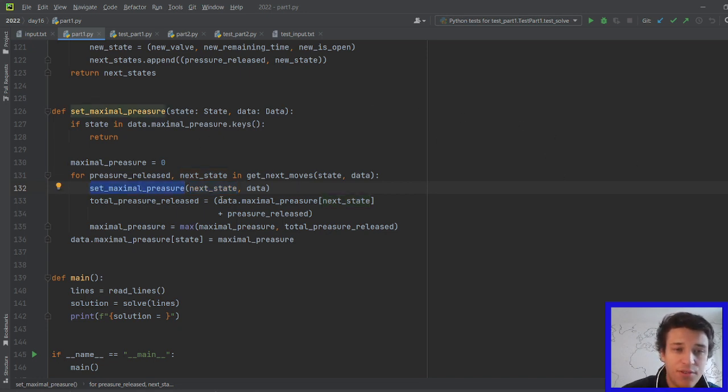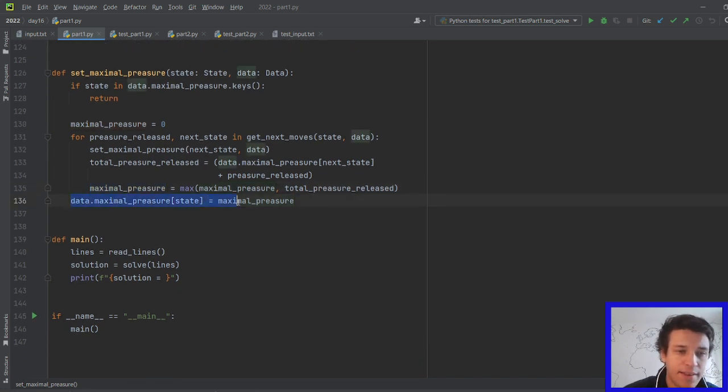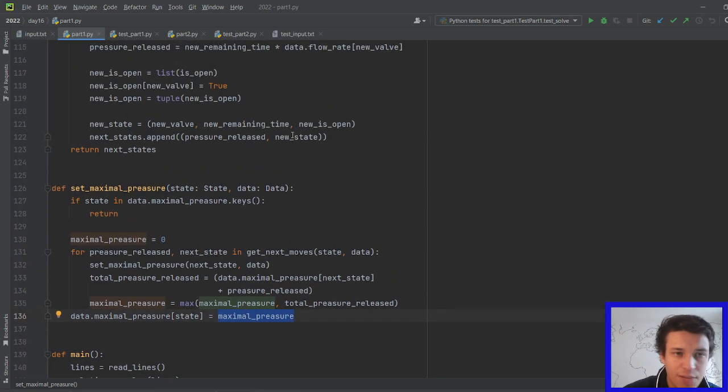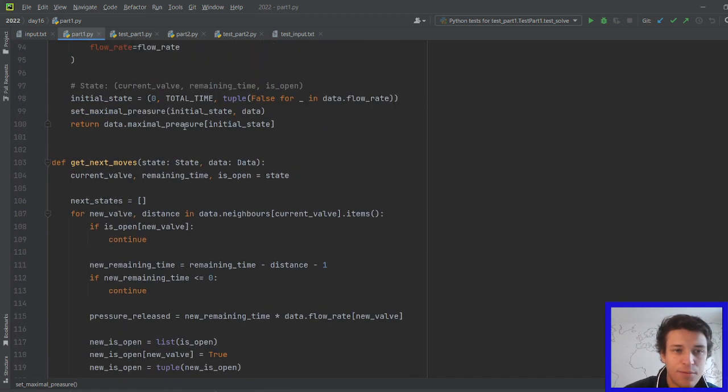And after having done that, we know the maximal pressure of the new state will be in the dictionary. And then the total pressure released by doing this move will be the maximal pressure released from the next state as well as the pressure released by this move. And then we update the maximal pressure: if this move is good and releases a lot of pressure, we update the maximum pressure essentially. And then we have to obviously set the dictionary. We'll have to set the maximal pressure of the state as this maximal pressure we just computed. Yeah, so that will iteratively calculate the maximal pressure for all the states.